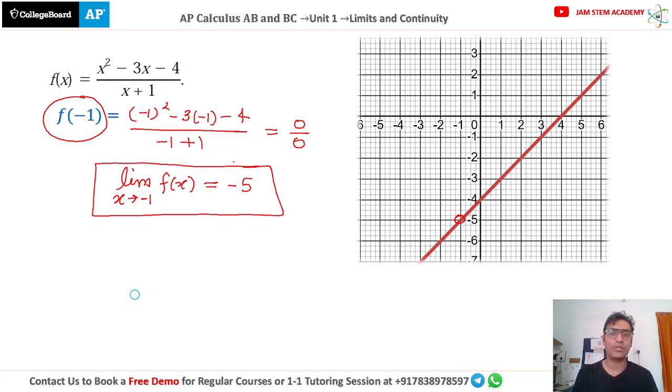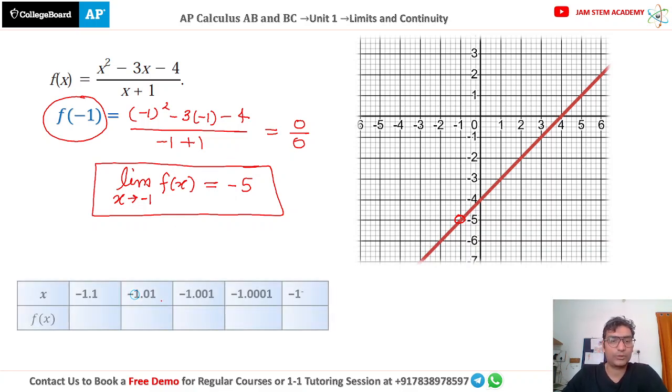Okay, so from the graph we got this value. It means f(x) at x equals minus 1 is not exactly minus 5. It is a number which is approaching minus 5. And in this case, you can see either you go from the left or you go from the right, in both ways you are reaching this minus 5 only. Okay, so let's do it using the tabular method also.